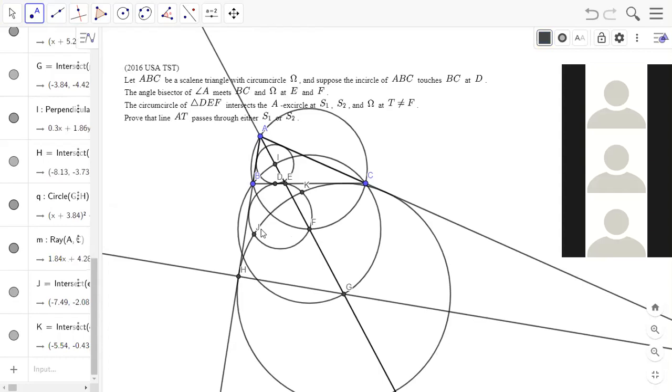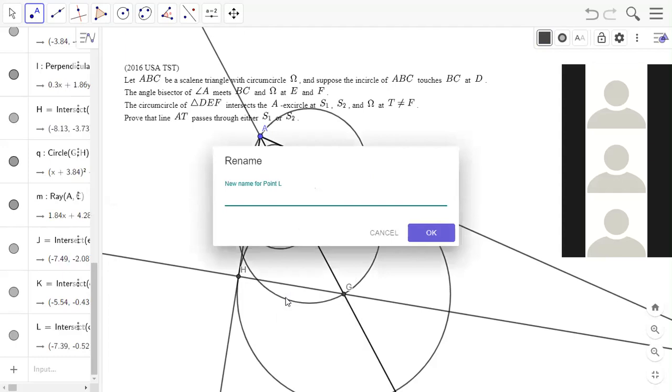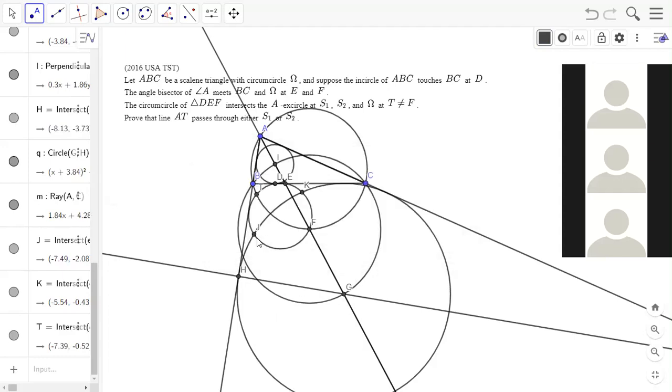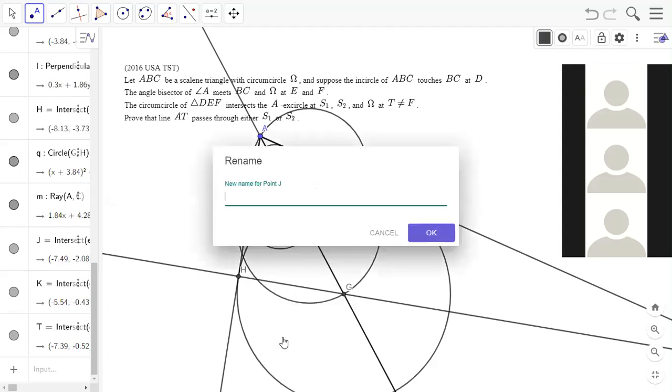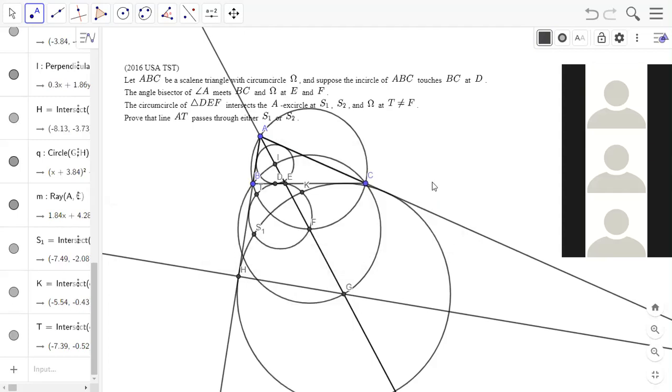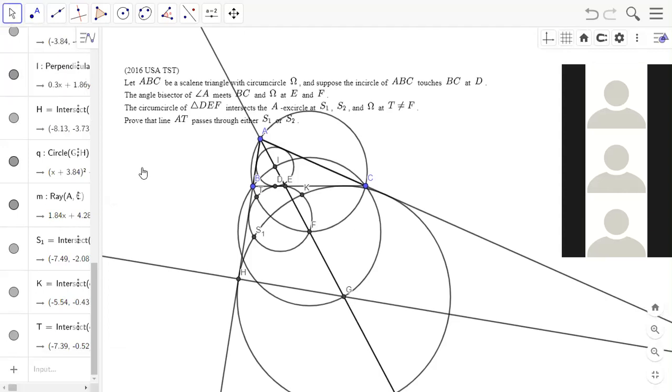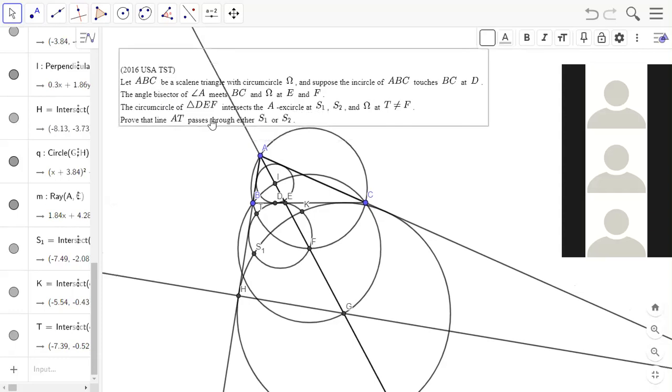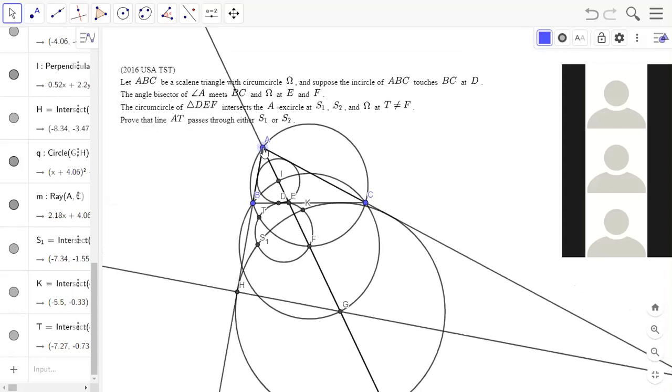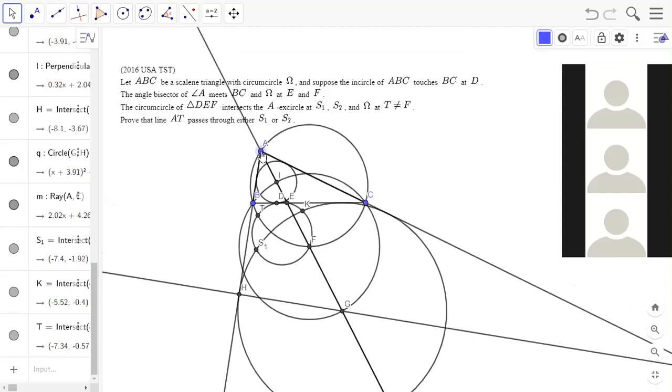And we want to show that AT, what is T? Oh, it intersects this at T. Oh, we just want to show AT and J are collinear. So this is basically S1. T is actually the touch point of the A mixtilinear incircle. Okay, I think I did a problem like that. We've done so many sessions that these are all coming together, but T is the point of tangency of the mixtilinear incircle.